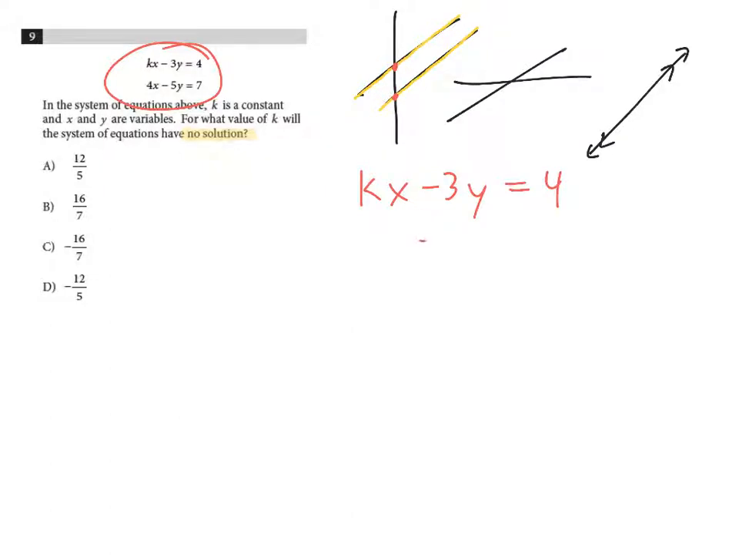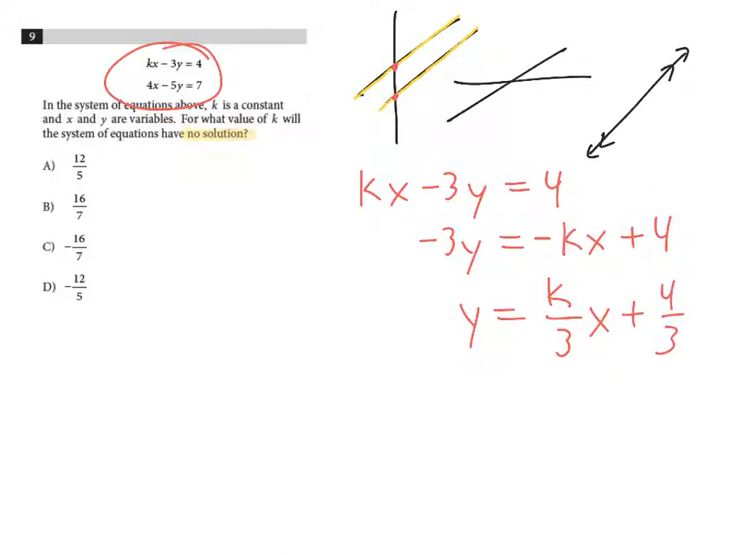Okay, I'm going to subtract kx from both sides, giving -kx plus 4, and divide by -3. I'm going to get y equals k/3 x plus 4/3. Okay, so that's the slope of the first equation. And let's go ahead and do the second one.